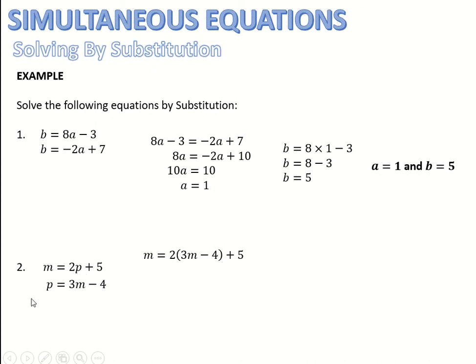So m is equal to 2 of my p's, and I know p is equal to 3m minus 4. So it's 2 times by 3m minus 4 plus 5. I've still got the same outcome. I've still got one equation. Okay, so one line with an equal sign with just one letter now.